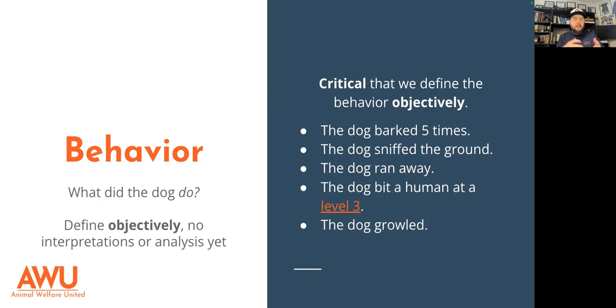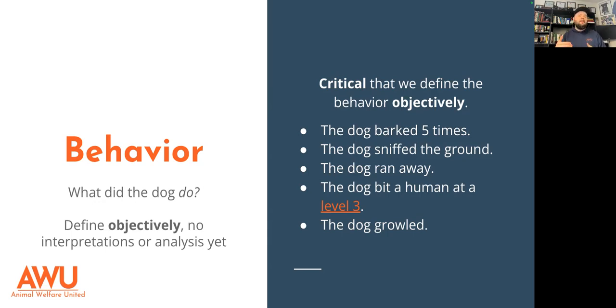There's plenty of really, really intelligent people working on how we might be able to get more information, go beyond just the bite scale. But as far as I know, that's all still in process. The dog growled is also an objective description, right? The dog tried to bite me. That's not objective. That is your interpretation of what happened.